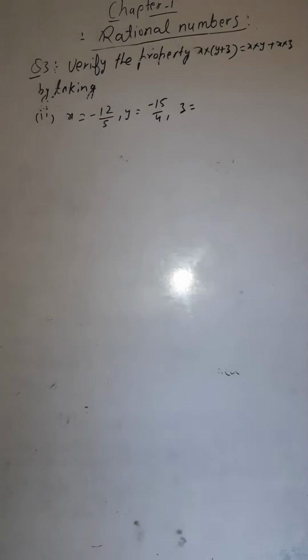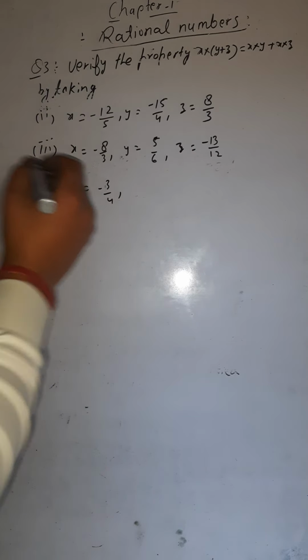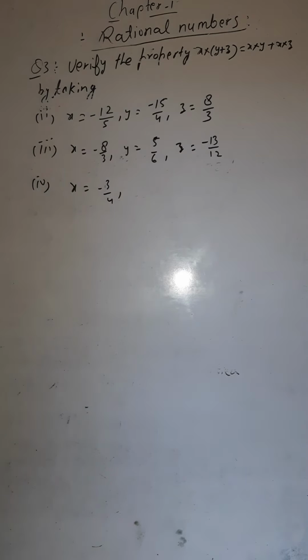Then you have the third question here. X you have as minus 8 by 3, y you have as 5 by 6, and the value of z is minus 13 by 12. Fourth question, x is, sorry, 3 by 4 it is. This is x, y is minus 5 by 2, and you have the value of z as 7 by 6.